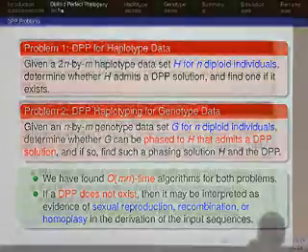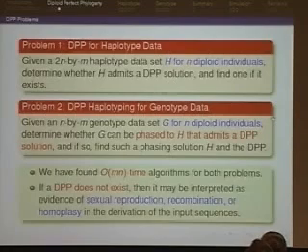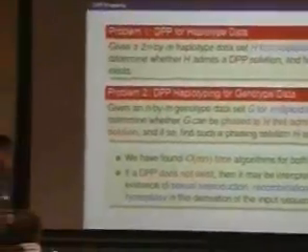There are two problems which I will consider. The first problem: given input haplotype data H of n individuals, determine whether H admits a DPP solution, and if so, find one. Second problem: if the input data are genotype data G for n diploid individuals, determine whether G can be phased to haplotype data that admits a DPP solution, and if so, find such a phasing solution and the DPP. We found linear time algorithms for both problems. If a DPP does not exist, then it may be interpreted as evidence of sexual reproduction, recombination, or multiple, recurrent mutations. That's the motivation.